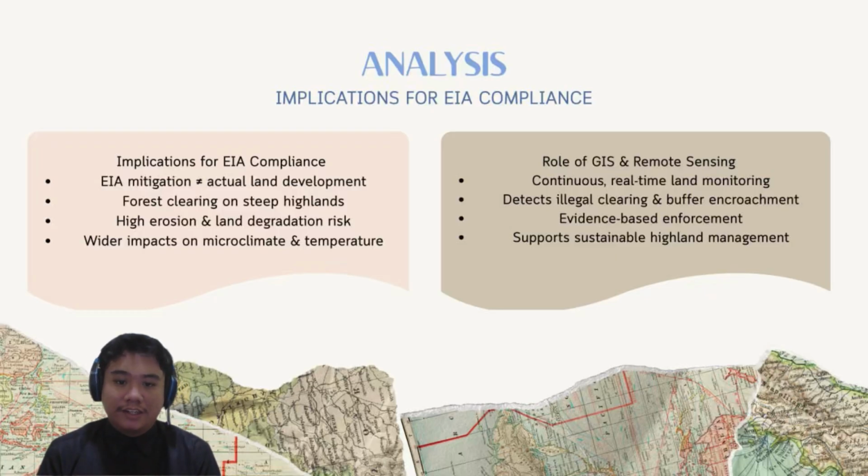address this, GIS and remote sensing offer an effective solution by enabling continuous real-time monitoring of land use changes. So these technologies strengthen EIA enforcement through evidence-based decision making, which improves accountability and more sustainable land management in Sabah Highland ecosystem.